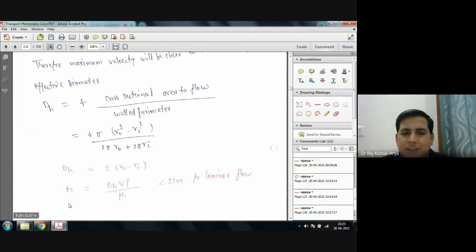Based on that, you will calculate the Reynolds number, and if it is less than 2100, then the flow is laminar; otherwise it will be treated as turbulent.